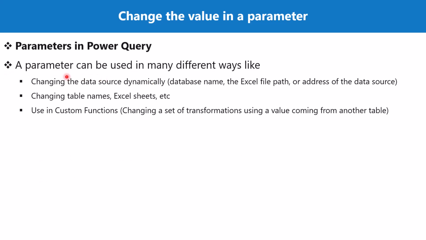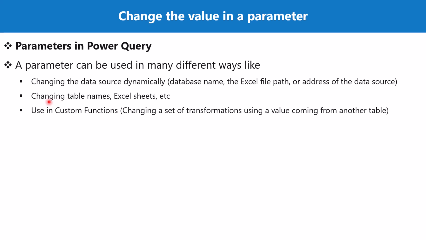Before we actually see how we can change the values of parameters inside the Power Query editor, first let's see how parameters can be used inside of Power Query editor. There are many different ways in which we can use a parameter. The first example is that if you want to change the data source dynamically, for example, the database name, the Excel file path, or the address of the data source, then we can create a parameter and pass the value of the data source dynamically to that particular parameter.